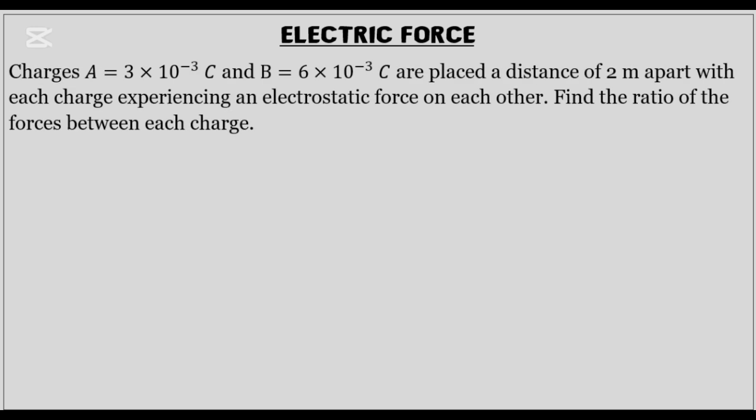Now let's look at this question. Charges A equals 3 times 10 to the power minus 3 coulomb, and B equals 6 times 10 to the power minus 3 coulomb are placed at a distance of 2 meters apart, with each charge experiencing an electrostatic force on each other. Find the ratio of the forces between each charge.